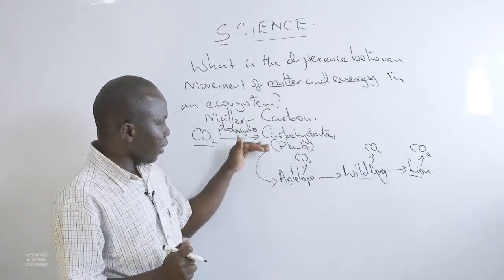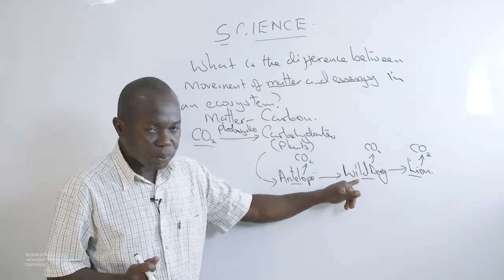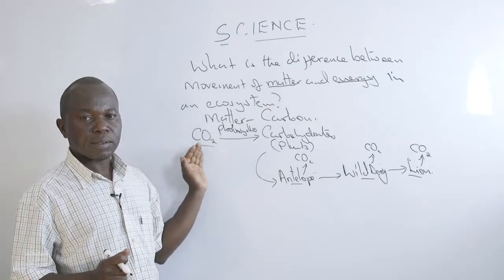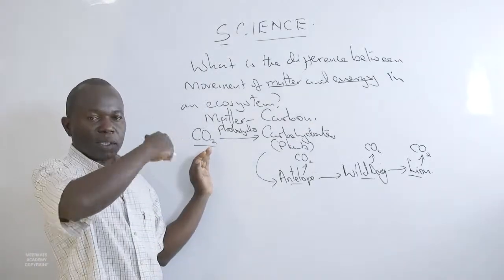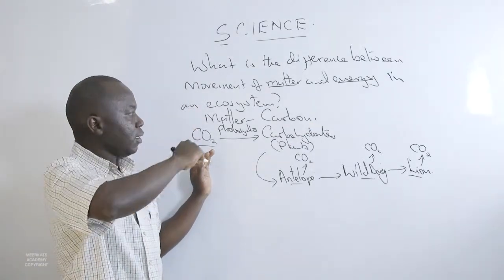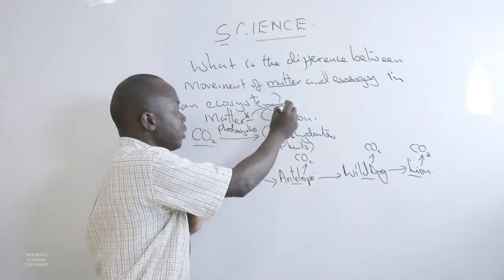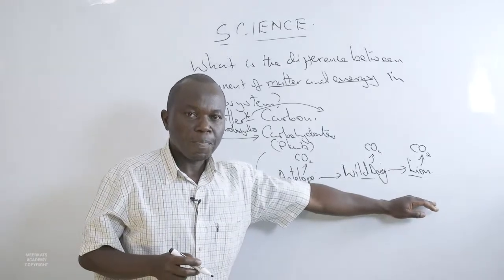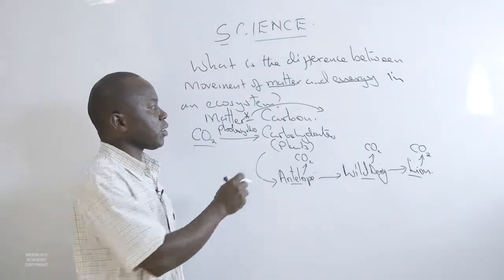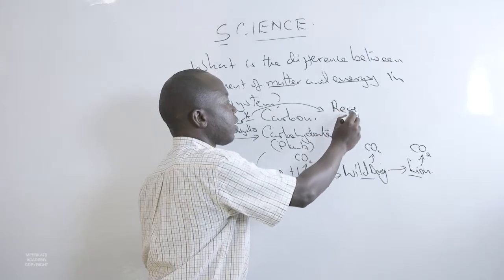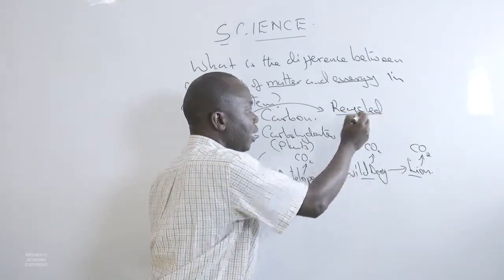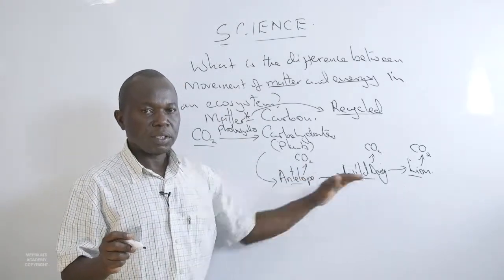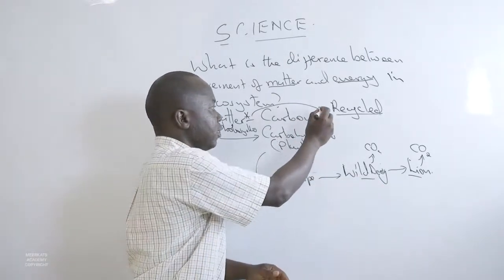So in the end, the carbon that was held in the structures of these organisms is going back to the atmosphere. So in the process, there is recycling. One very important concept about matter, as it moves through these trophic levels, is that it is recycled. Key term there: recycled. Matter is recycled.